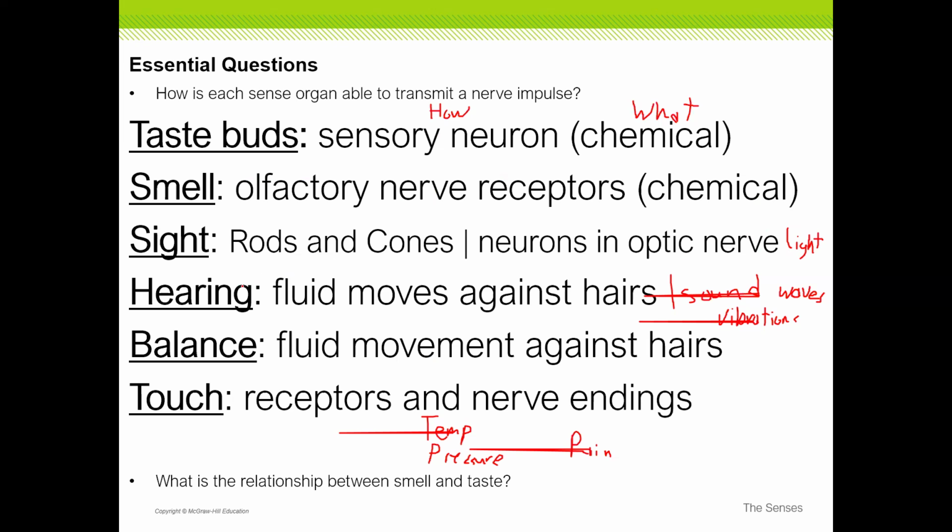Your hearing uses, this one's a little bit trickier, but generally speaking, vibrations to detect sound waves, or fluid against hairs. I would count that too. But you do still want to include sound waves or vibrations. I'll count them both as one in this case. Your balance is fluid movement against hairs, and your touch is receptors and nerve endings, which remember do temperature, pressure, and pain. How are smell and taste connected?